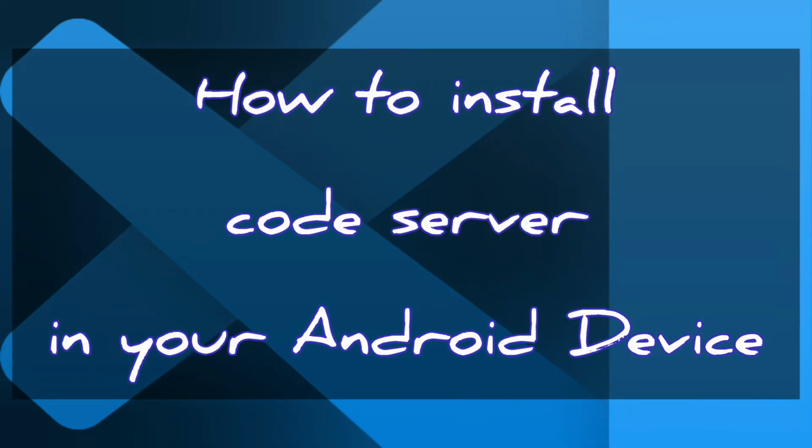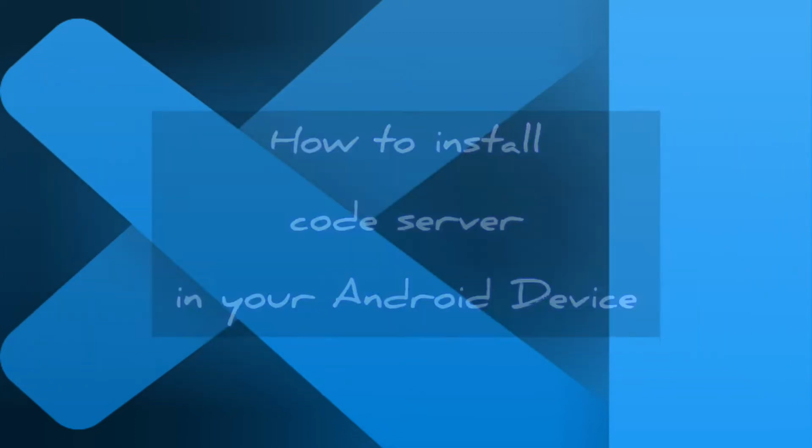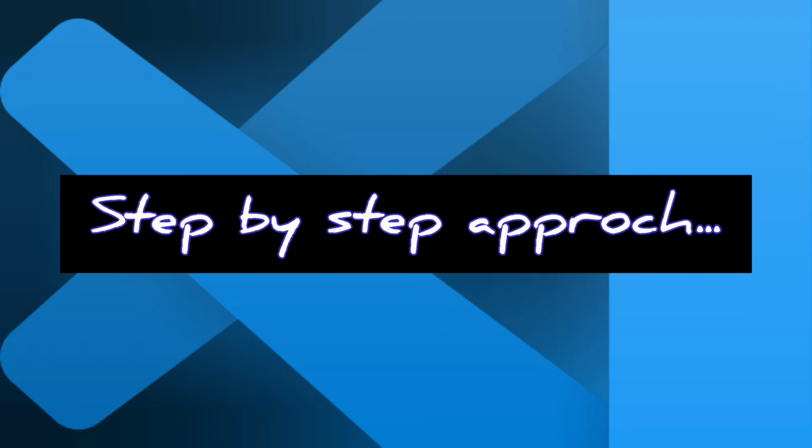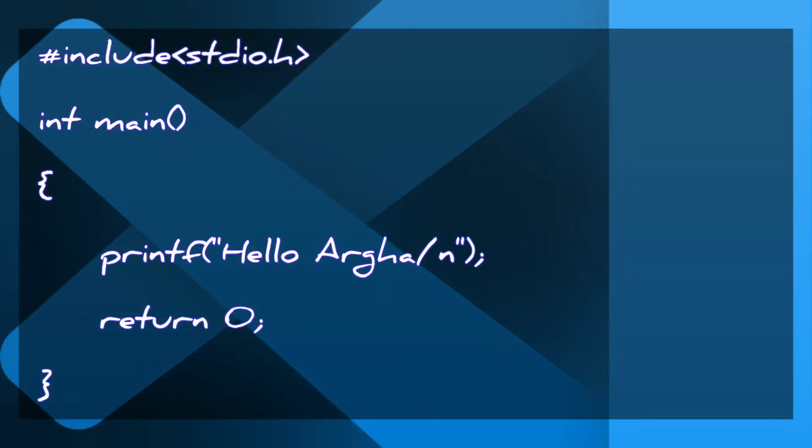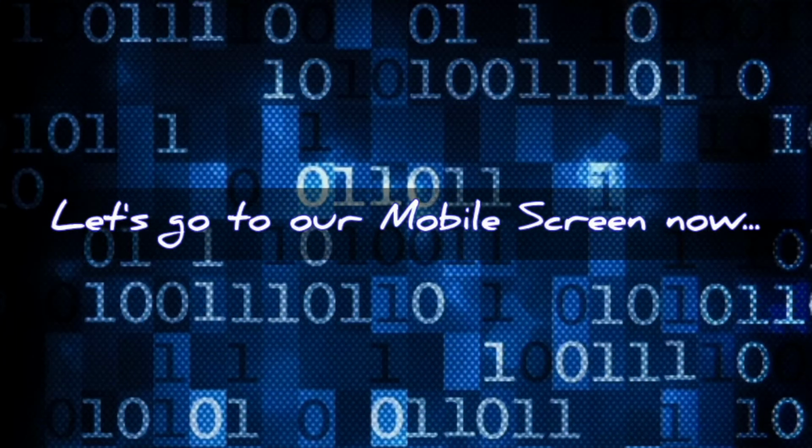Today in this video I am going to show you how you can install Visual Studio Code on your Android smartphone. To do that I will be using the Termux Linux software and I will demonstrate each and every step thoroughly. After the complete installation I will also run a sample C programming code to show you how it works. So without wasting any more time, let's start the video.